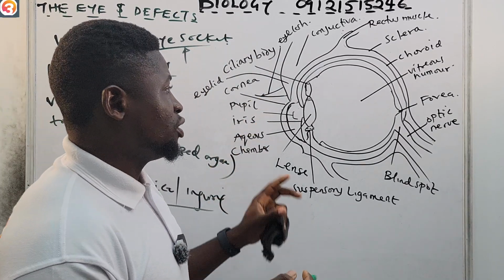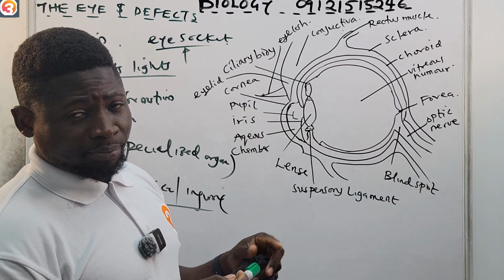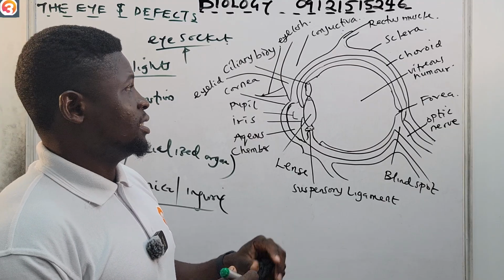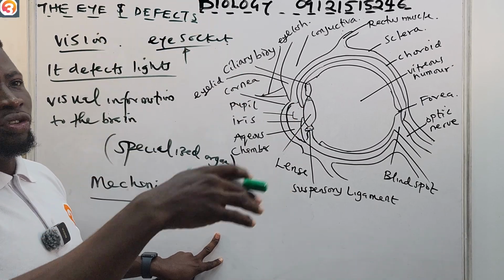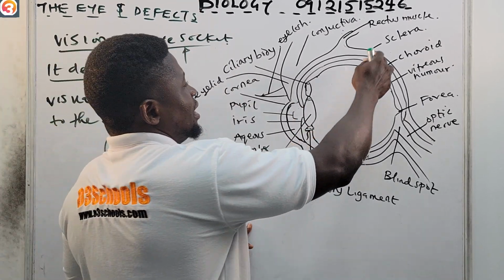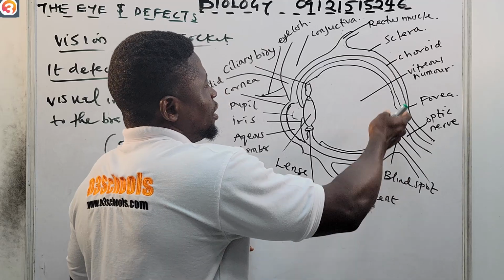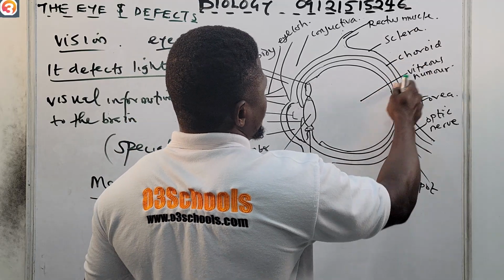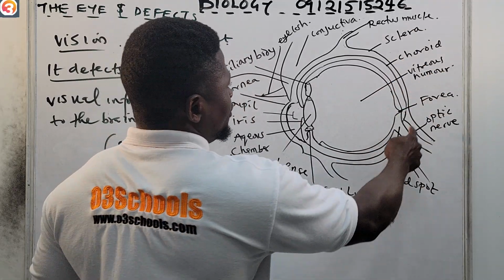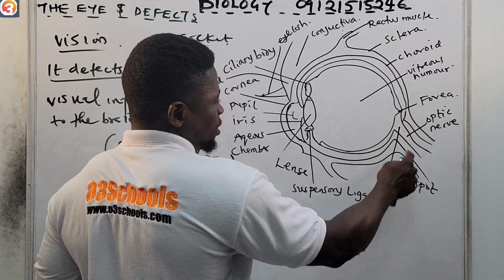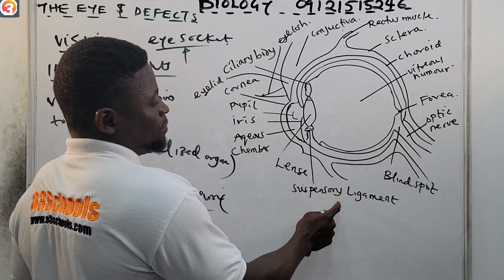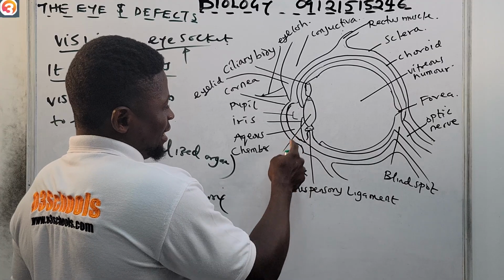I will need to clean this. I just wanted to show you this for illustration's sake. This is the eye, and these are the different regions in the eye. This is the outermost part, the sclera. We have the choroid, the vitreous humor, the fovea here, the optic nerve here, the blind spot here, the suspensory ligament here, and the lens.